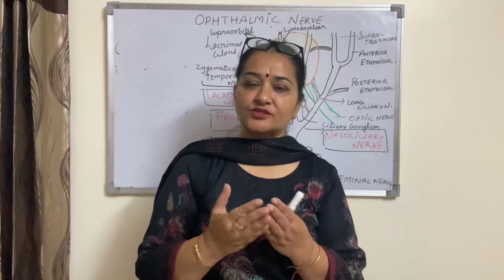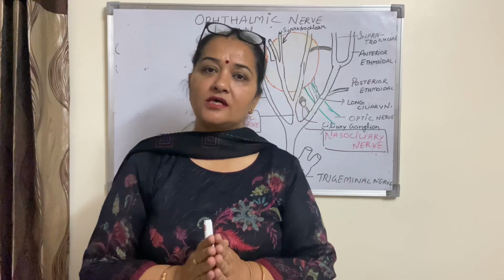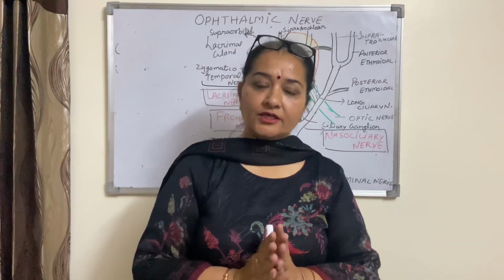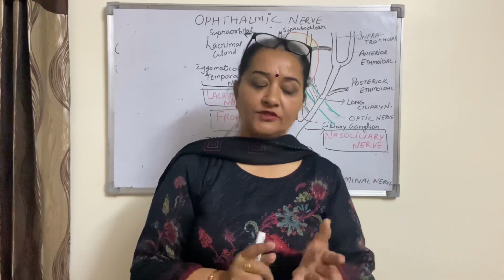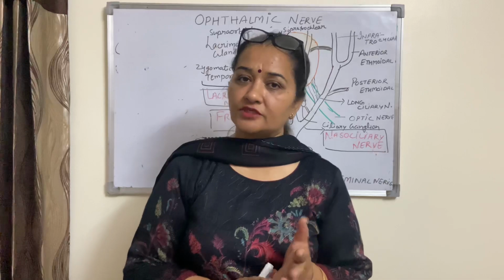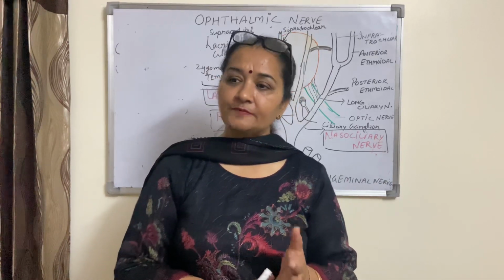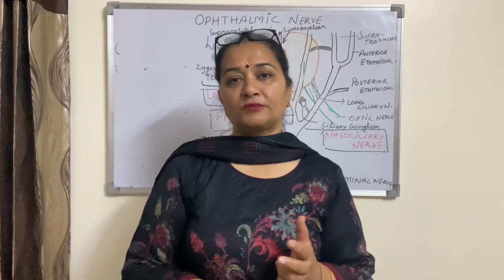Good morning students. Today we will discuss the ophthalmic nerve. This ophthalmic nerve is a branch of the trigeminal nerve, which we have discussed in our previous lecture. I told you in my previous lecture that the trigeminal is a mixed nerve. Out of its three branches, the ophthalmic and maxillary are purely sensory nerves, and the mandibular nerve is a mixed nerve. Now today we will discuss the ophthalmic nerve.